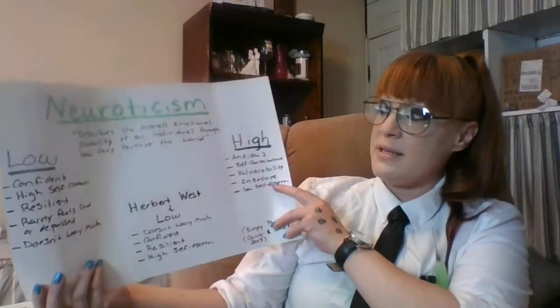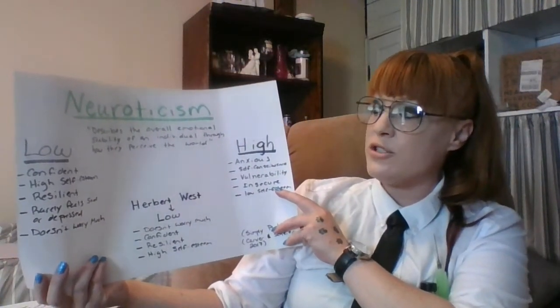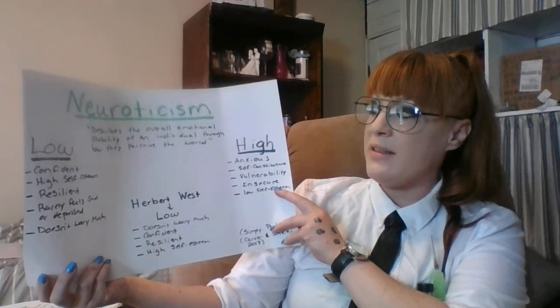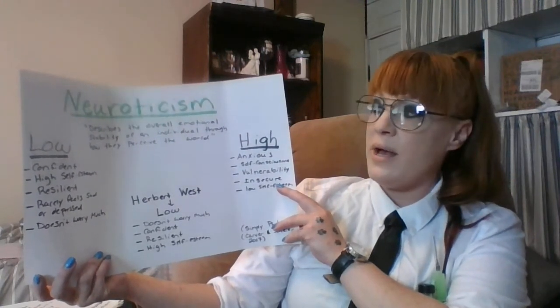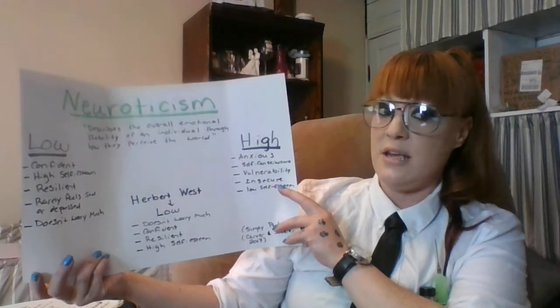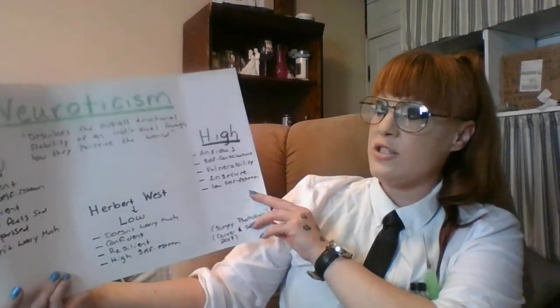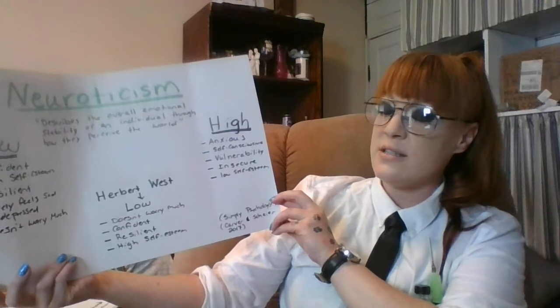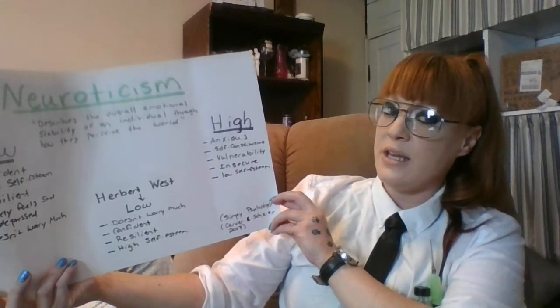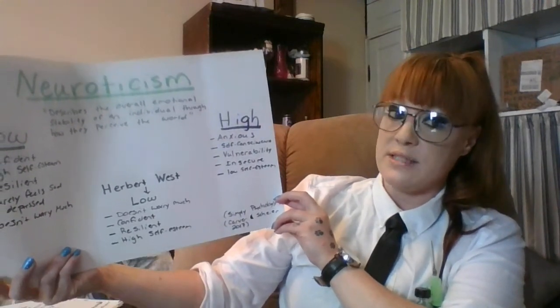Moving on to neuroticism. Describes the overall emotional stability of an individual through how they perceive the world. On the low end, they are confident, high self-esteem, resilient, rarely feels sad or depressed, doesn't worry much. On the high end, we got anxious, self-conscious, vulnerability, insecure, and low self-esteem.